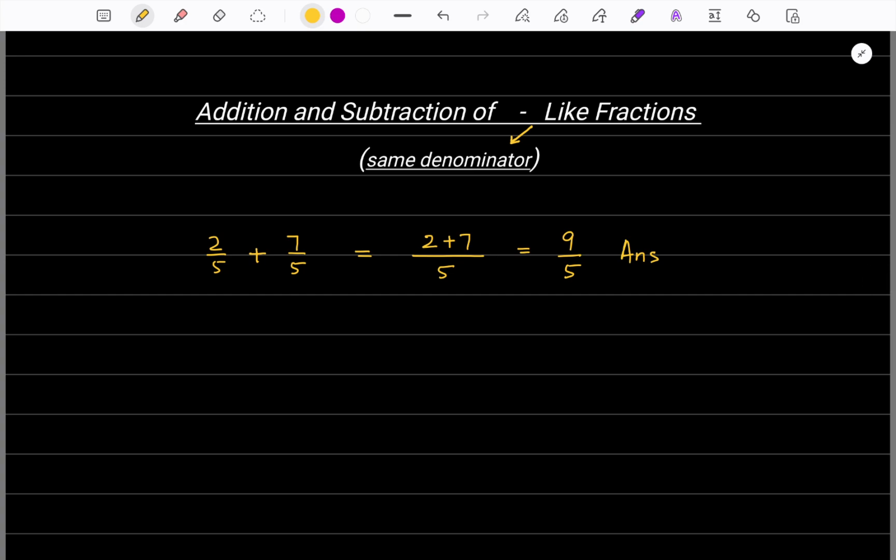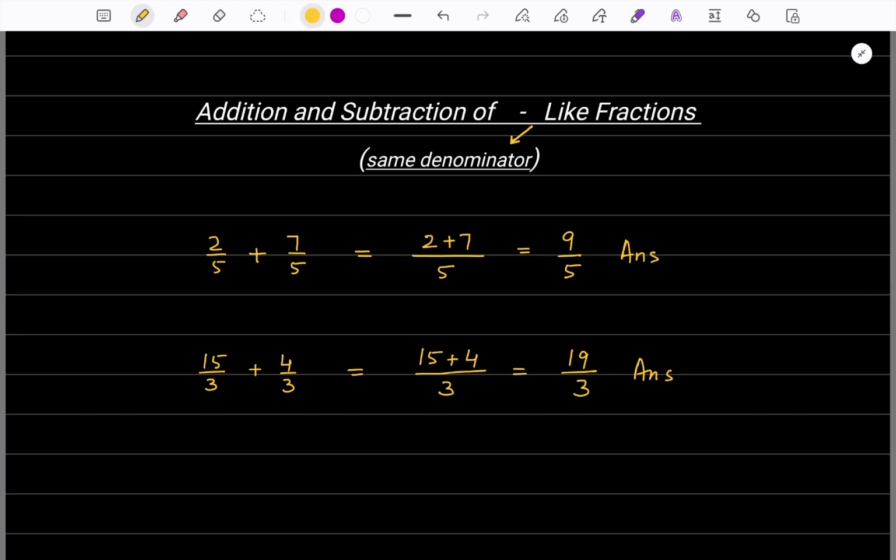Let's take one more example. We take 15 by 3 plus 4 by 3. Now 15 by 3 and 4 by 3 are again like fractions. So we are simply going to add the numerators, 15 plus 4, at the top and write the denominator 3 as such. So 15 plus 4 gives us 19 and 3. So 19 by 3 is the answer in this particular case. So this was about addition of like fractions.